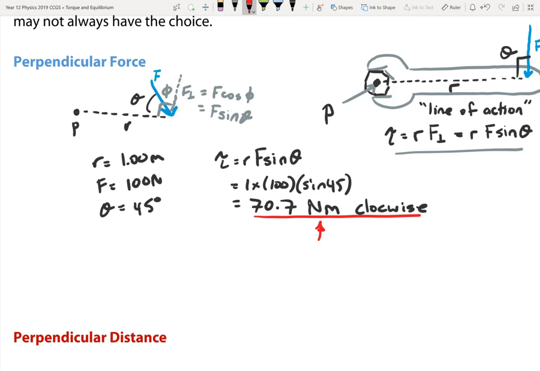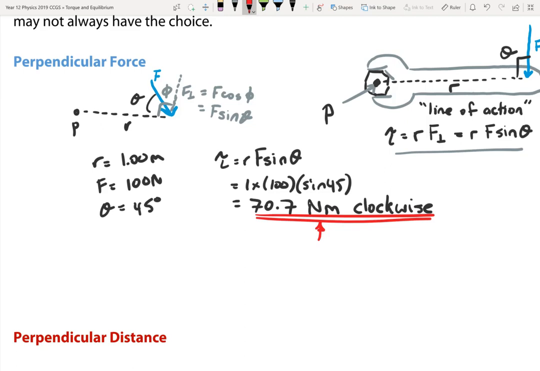And I have not spelled the word clockwise correctly. Let me try again. Oh, great. Thank you. That goes away. Yep, cool. Sorry. That's a little bit better.